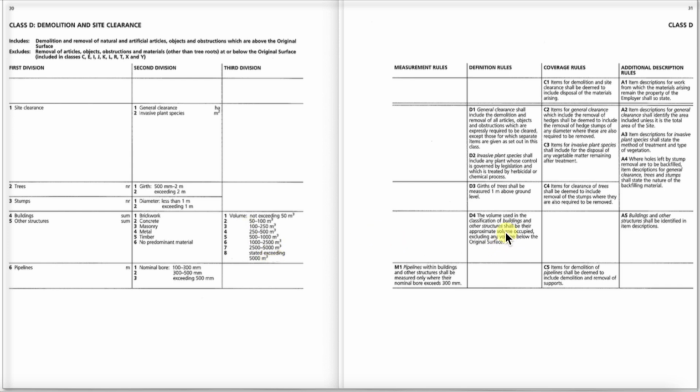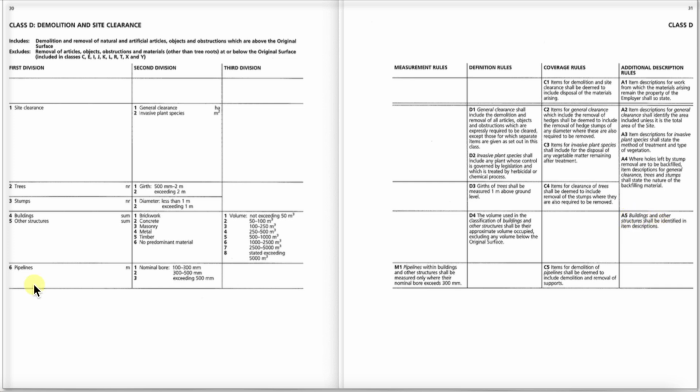Moving across the page to definition rules, it says the volume used in the classification of buildings and other structures shall be their approximate volume occupied, excluding any volume below the original surface. So we don't take into account any basements, but we measure the box, if you like, that the building would fit in. So it doesn't have to be precise, but clearly it has to be accurate enough. Over on A5, we have buildings and other structures shall be identified in the item descriptions. On other structures, again, brickwork down to timber, volume is the same, and again, A5 would apply.